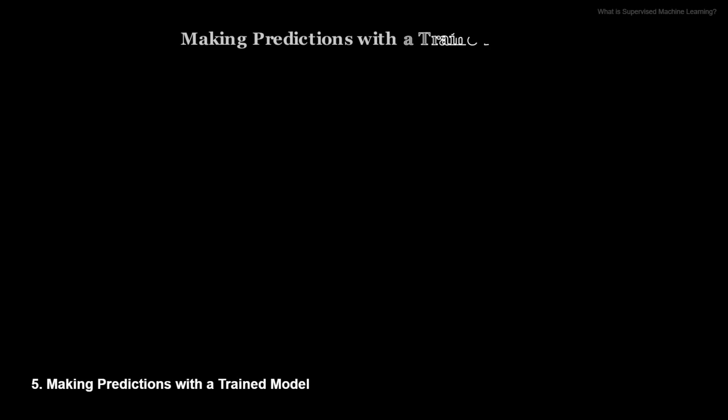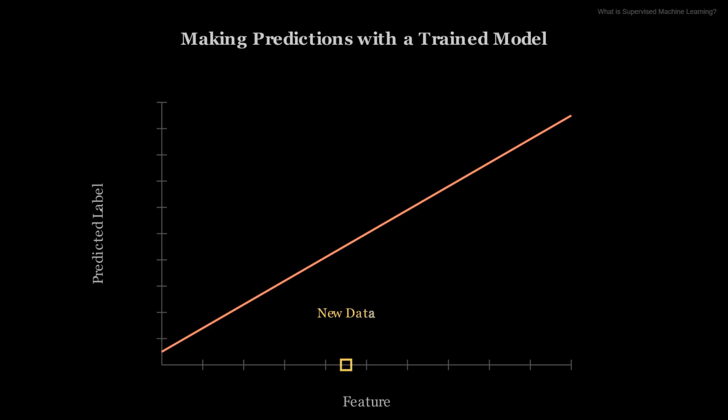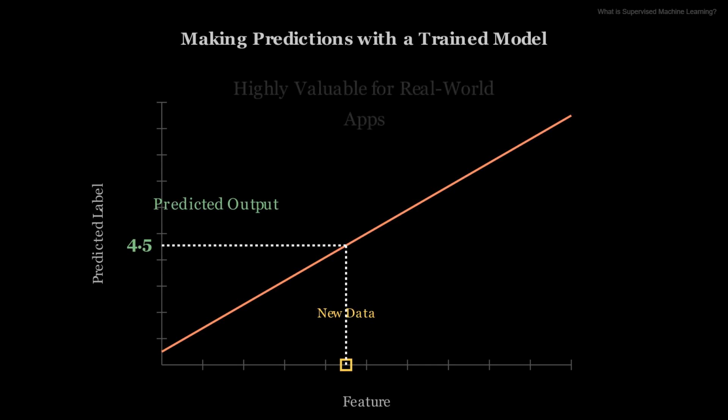Once our supervised model has been trained, it's ready to make predictions on new, unseen data. This is where the real power comes in. We provide the model with new features, data it has never encountered before, but without any labels. The model then uses the patterns it learned during training to predict what the label for this new data should be. It's essentially applying the rules it discovered to provide an educated guess. This predictive capability is what makes supervised learning so valuable for many real-world applications.